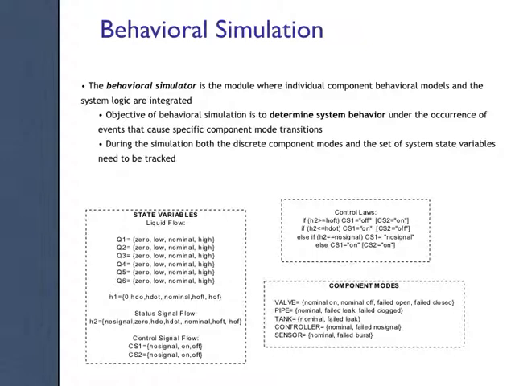These state variables are determined based on what the components and functionality of the system are, right? So we don't know that we're interested in flow rate or liquid flow unless we have some sort of liquid in the system, right? So that's important. So that's one way in which the behavioral simulation uses the system models.